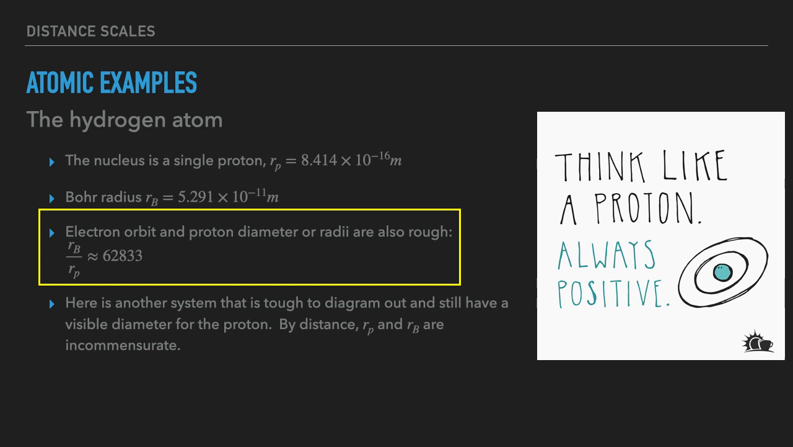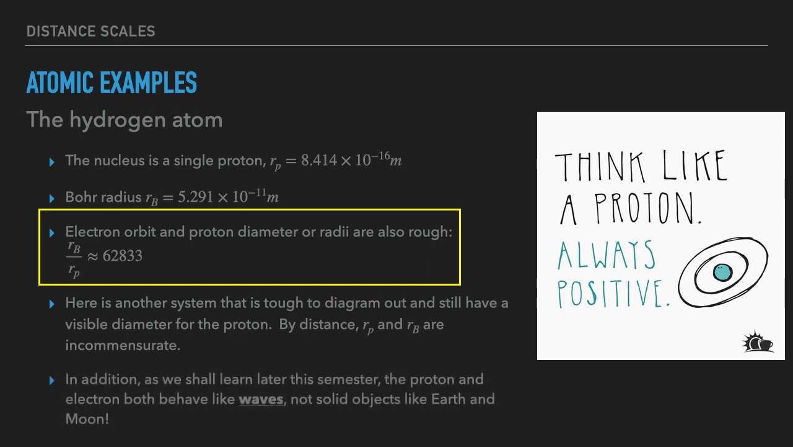It's rough. In other words, you can't really see 1/62,000th of something. You can see a half of something, you can see a tenth of something. But to say, well, that's about 62,000th of something, that's kind of shaky. All right. So we would call those two incommensurate as well.